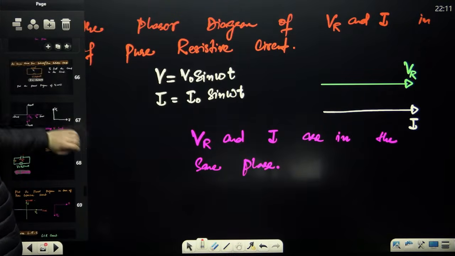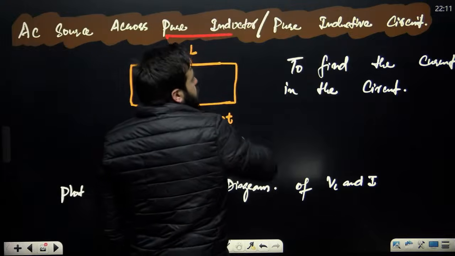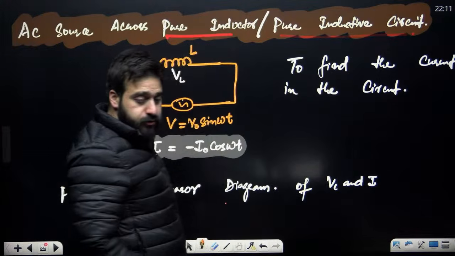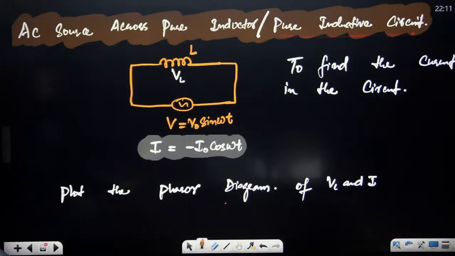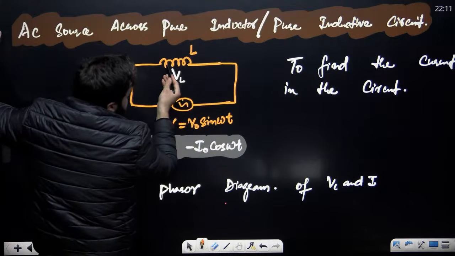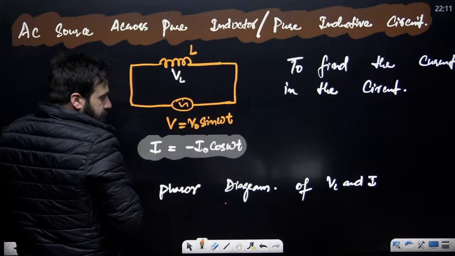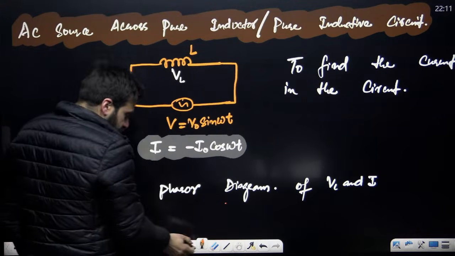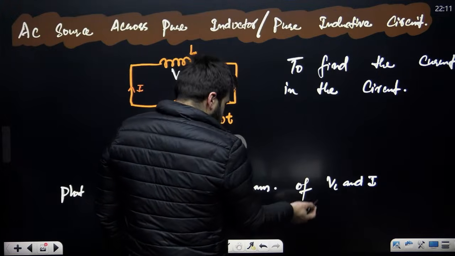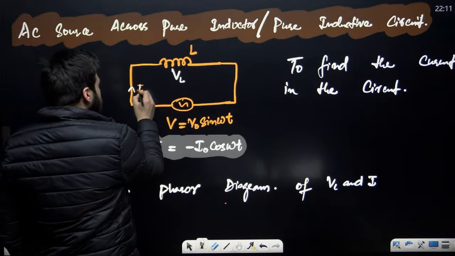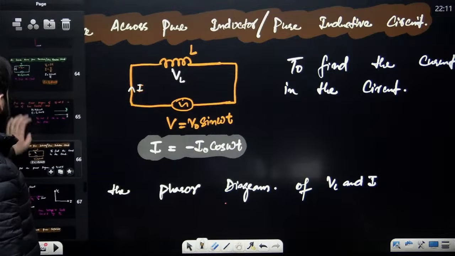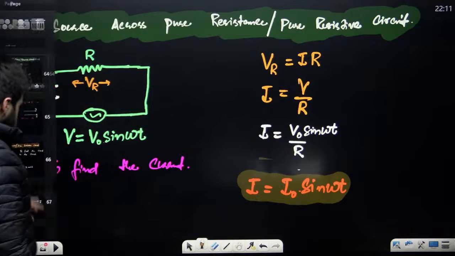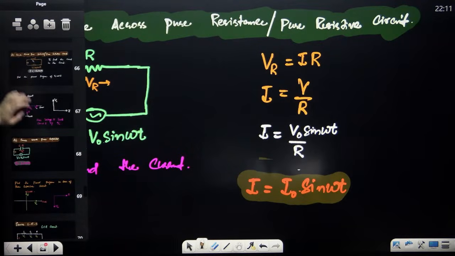Okay. AC source across pure inductor, or you say pure inductive circuit. Pure inductive circuit means in which you have an inductor connected to AC source. Now guys, here also, this AC source will send the alternating current, like in pure resistive circuit, where this voltage sent the alternating current. Similarly, in this case also, it is going to send the alternating current.